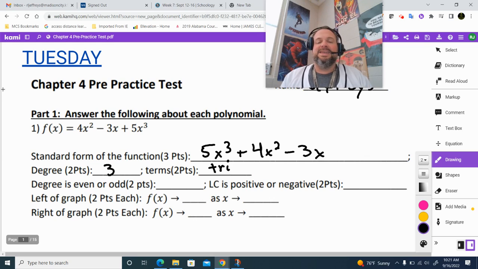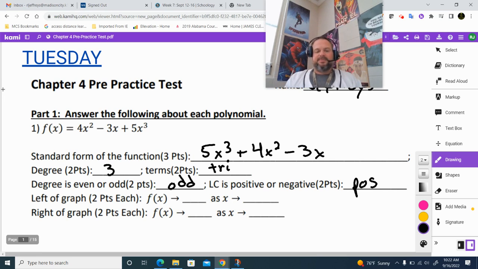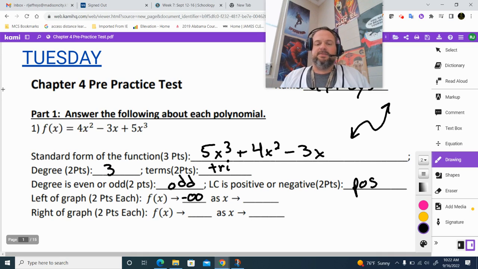Now, is this degree even or odd? Well, this is odd, okay? That also answers the question, is the polynomial even or odd? Okay, leading coefficient is positive, okay? That means our f of x on the left side, because remember our graph looks like this, it goes to negative infinity, and this is infinity, infinity.